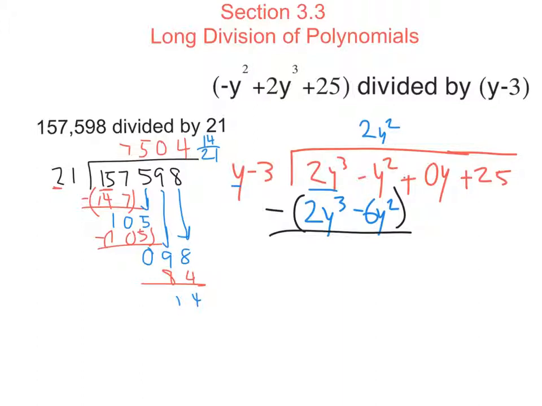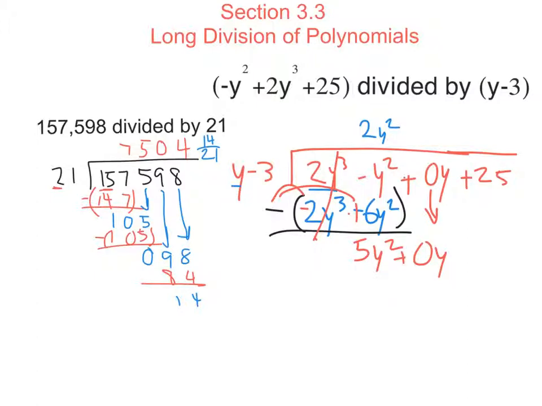So what do I end up with? I end up with a negative 2y to the third and a positive 6y squared. So let me put a negative. After I put it there, it's a negative, and I put it over here, it's going to be a positive 6y squared. So when I look at 2y to the third minus 2y to the third, it cancels out. When I look at minus y squared plus 6y squared, what do I get? 5y squared. That's right, 5y squared. Okay? And then what do I do? I bring down the 0y. Okay? And that is a plus 0y.